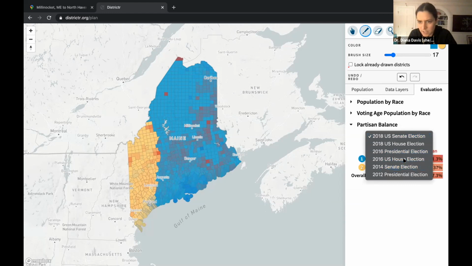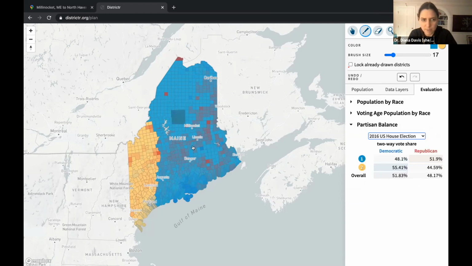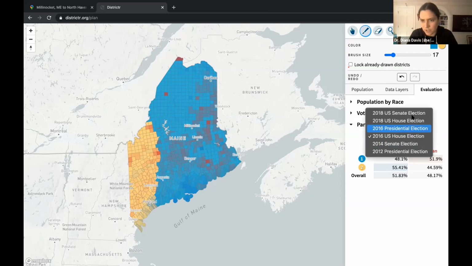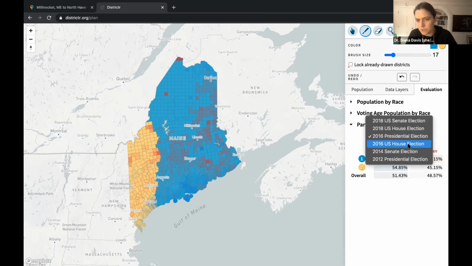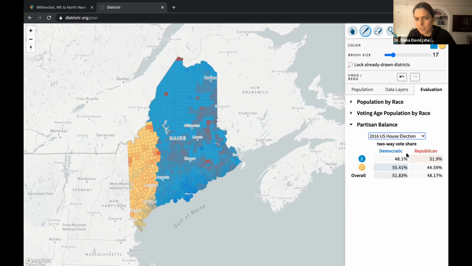Let's change it to the 2016 US House election, which is the colors that I put on the map. Oh, here you can see that in District 1, the Republicans won, and in District 2, the Democrats won. And then if I want, I can go change my districts to make something else happen. So there's the situation. And what else? You could change to different elections and see what would happen with your districts. But let's all use the same election, the 2016 US House election, just because. So there we have it.